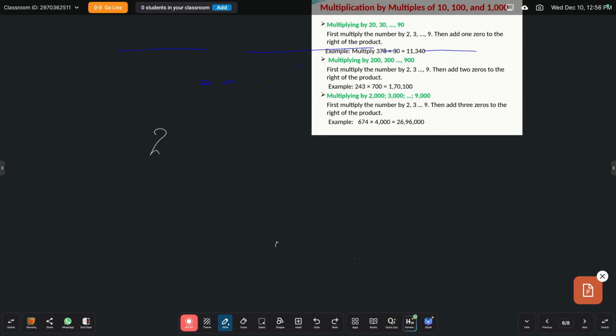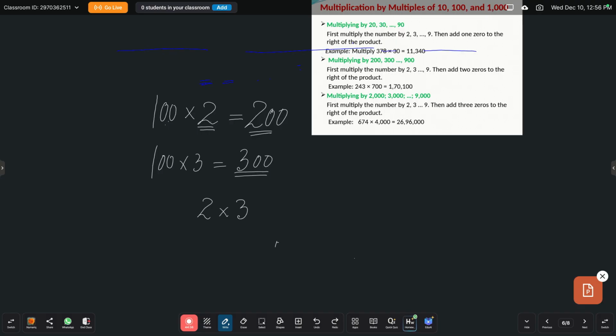Now I will take the multiples of 100. See, what is a multiple of 100? Multiples of 100 means the product that we get after multiplying 100 by another number. Suppose the number is 2. What is 100 into 2? It's 200. What is 100 into 3? It's 300. So these are the multiples of 100. So let's multiply this 2 by 200, or let's multiply this 2 by 300.